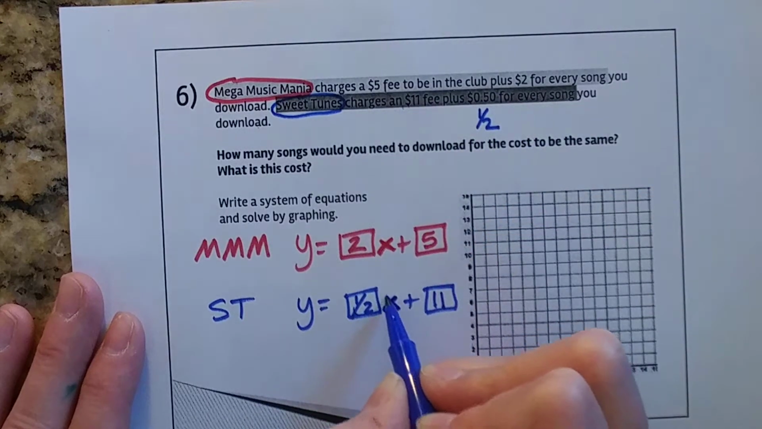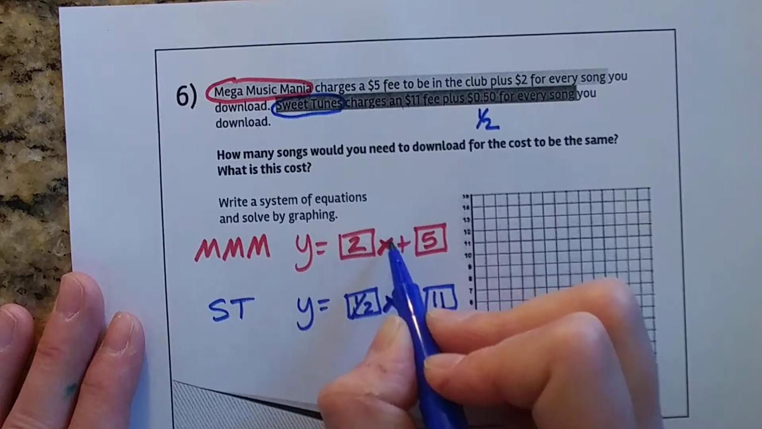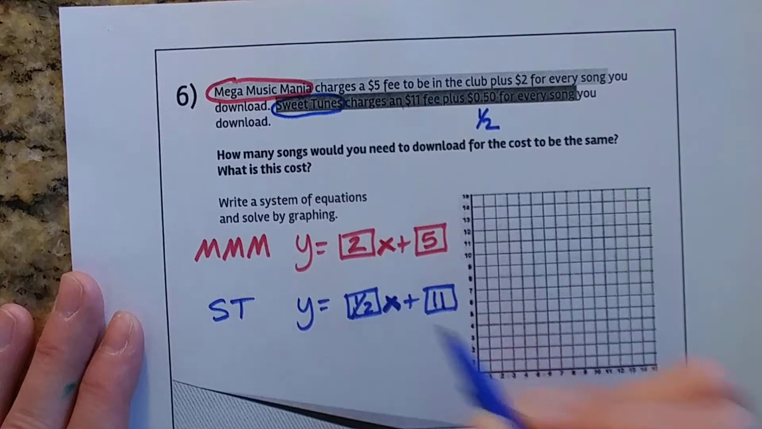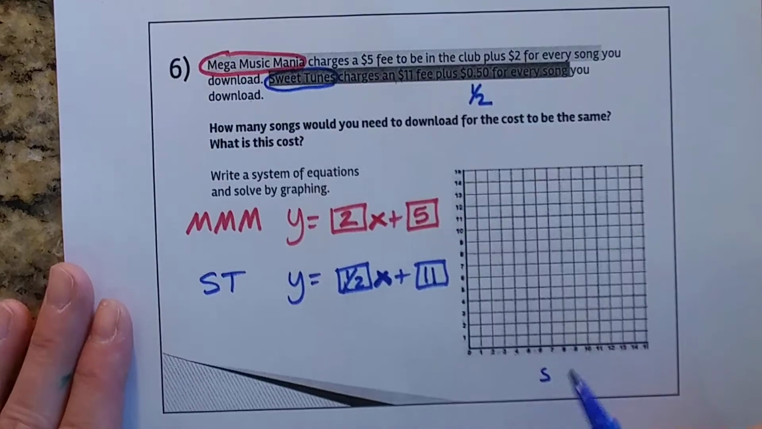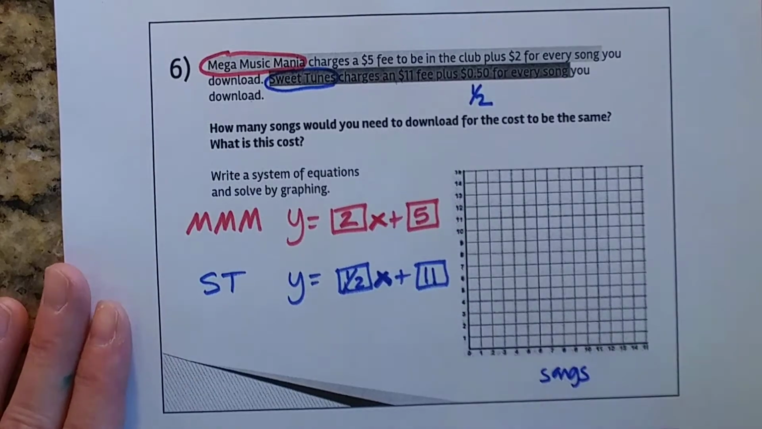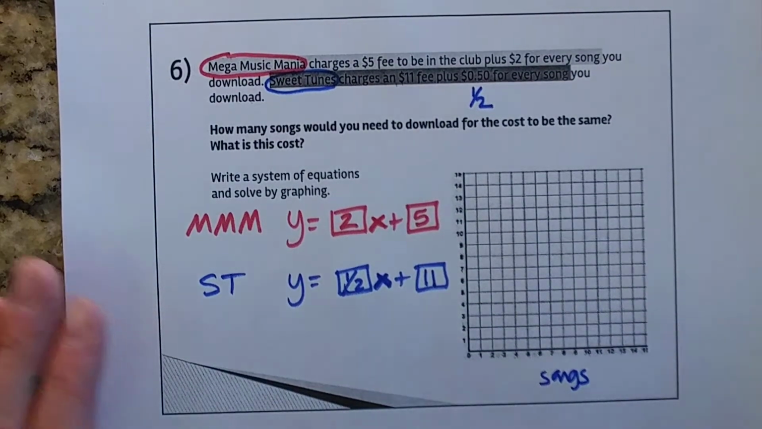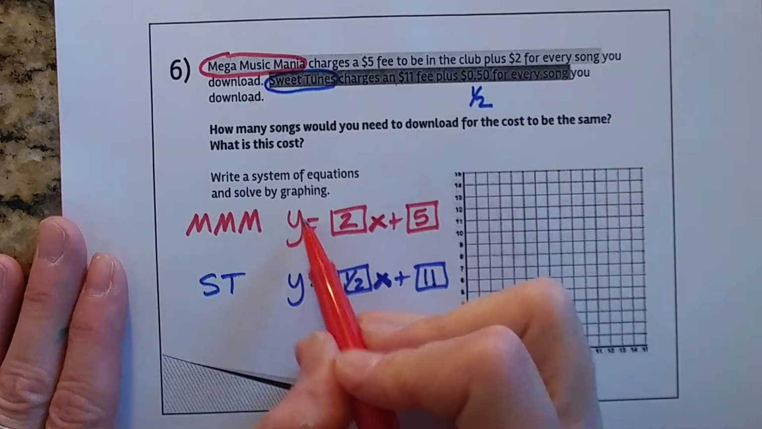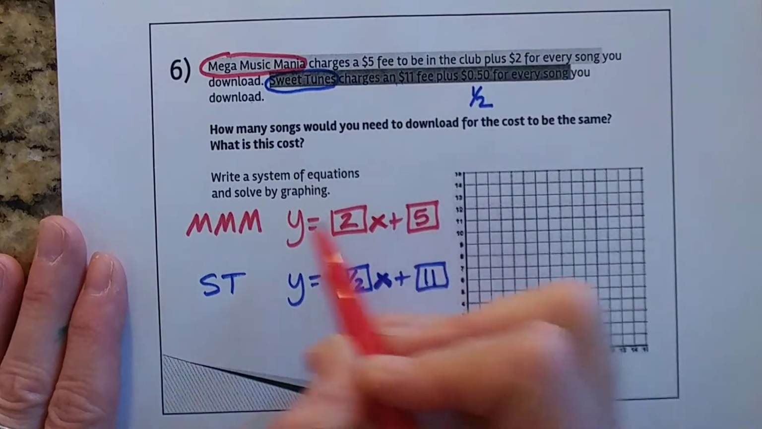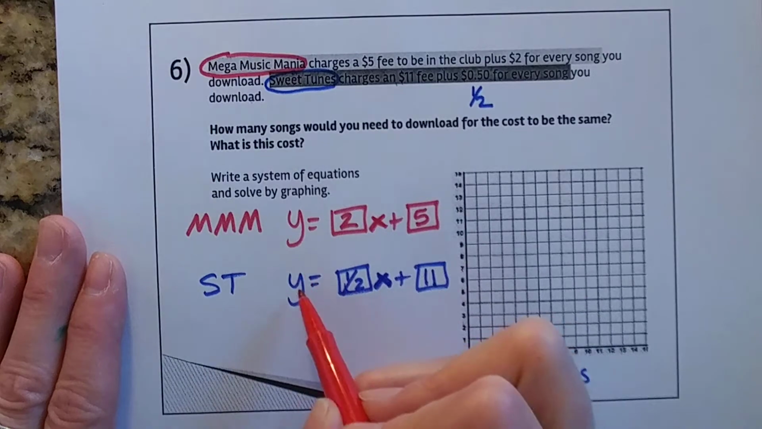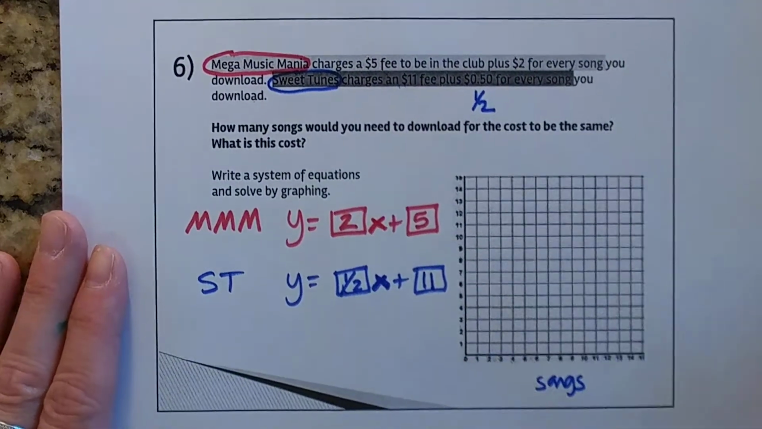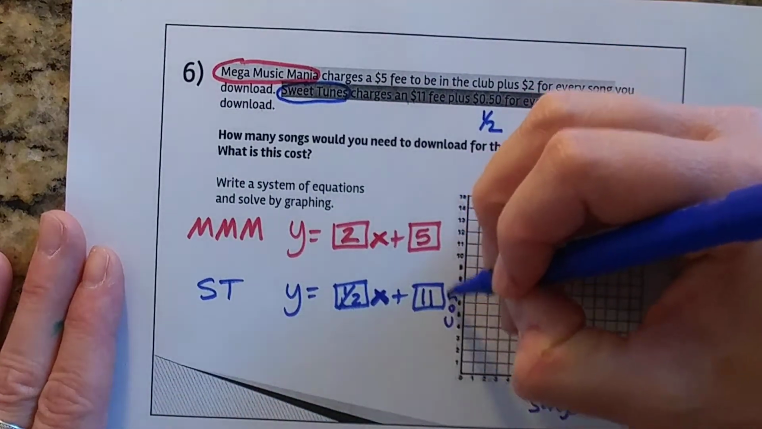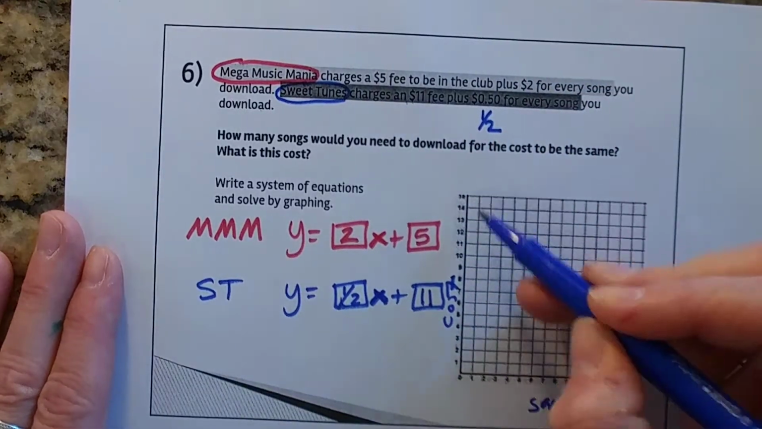So notice that the x is the songs. $2 per song, 50 cents per song. So the x-axis down here, this is going to be songs. Now remember it says y equals. This y is equaling the cost. The cost equals this. The cost equals this. So on the y-axis, this is cost or money, okay? So right up here is money.